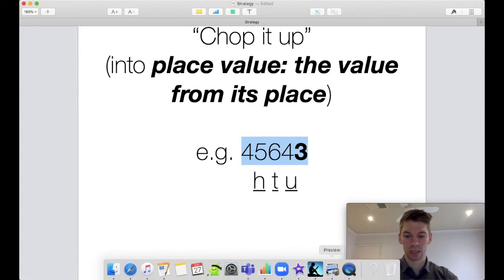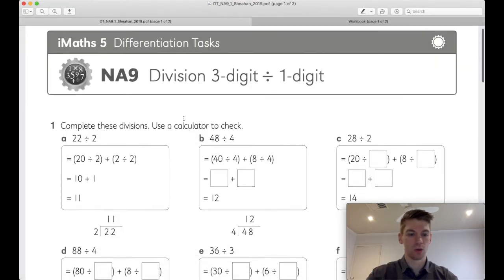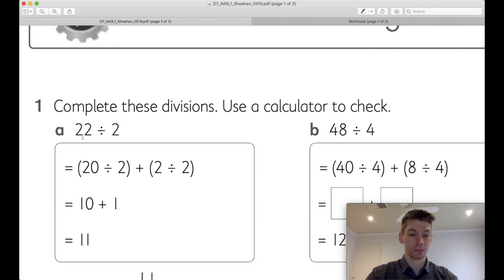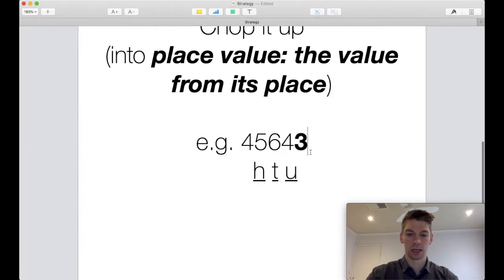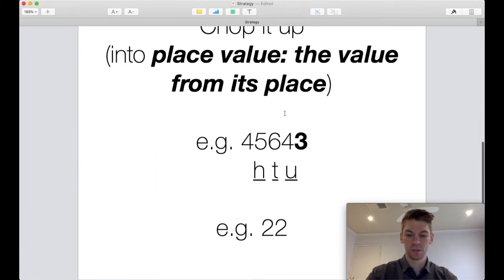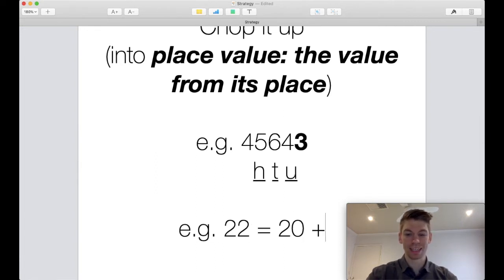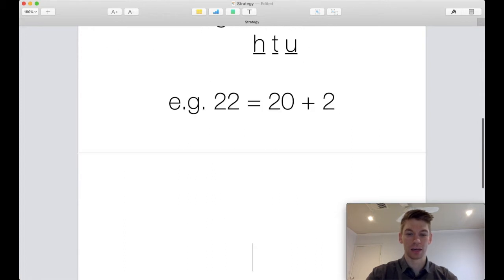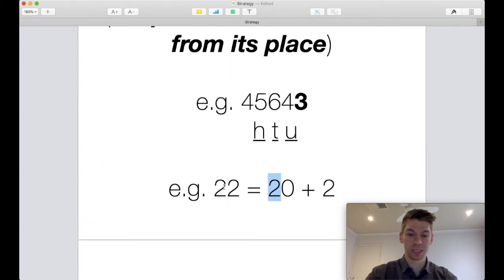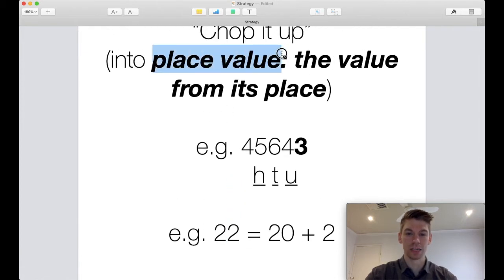Let's start with something in the sipping work, which we're all starting with as a good warm-up. 22. What they do here is chop it up into 20 and 2. Just like we could for that example, 22 equals 20 and 2, because they go together to make 22. Even though there's a 2 in both places, one is worth 20 because it's in this place, and one is worth 2 because it's in that place. That's what place value means.